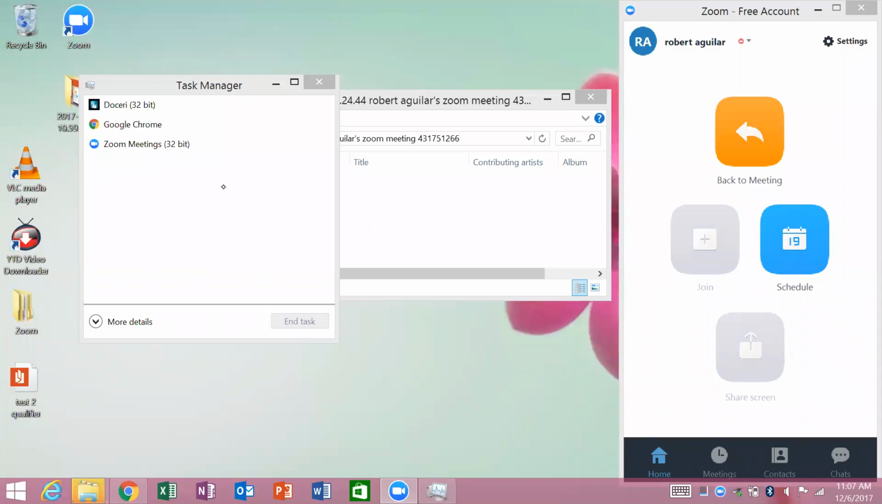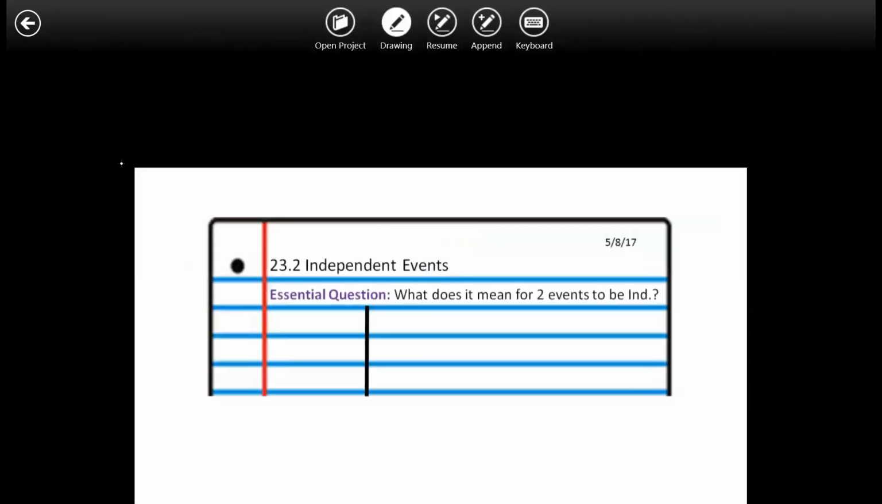Again, we're going to look at independent events for this. So, here we go. When the occurrence of one event has no effect on the other event, meaning they're independent from each other, they're not going to affect the probabilities at all.